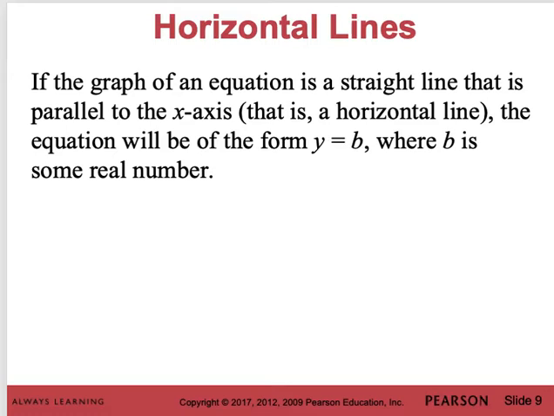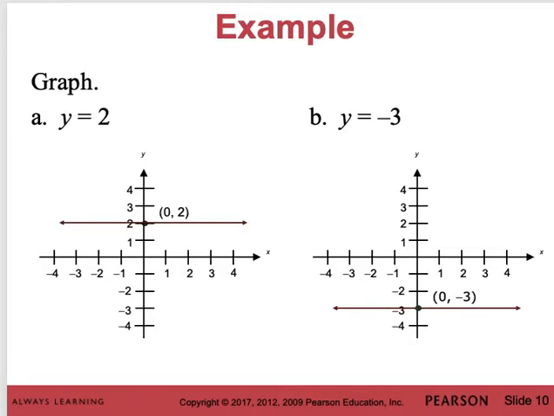Horizontal lines go from left to right. If the graph of an equation is a straight line parallel to the x-axis, that is considered a horizontal line, and it is of the form y equals b, where b is some real number. Why is that? Because it is only going left or right. It is at the point on the y-axis of 2, which means (0, 2) is our point.